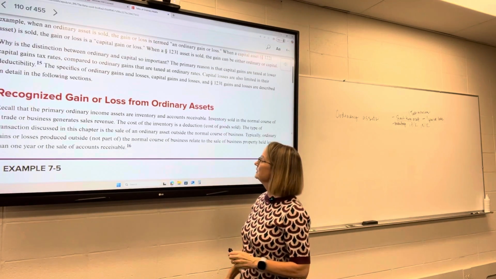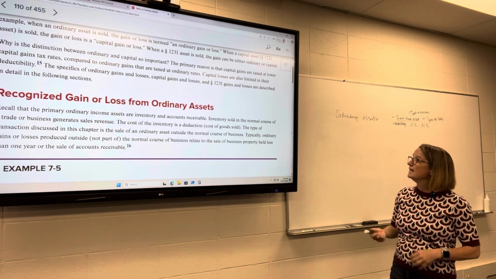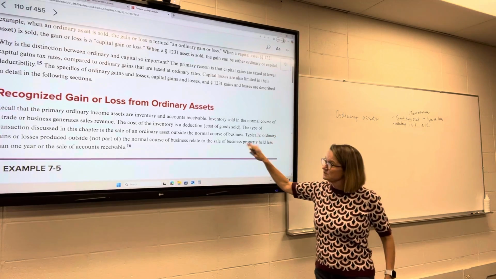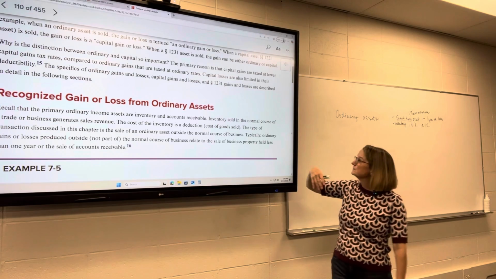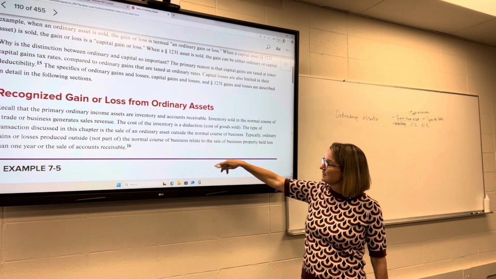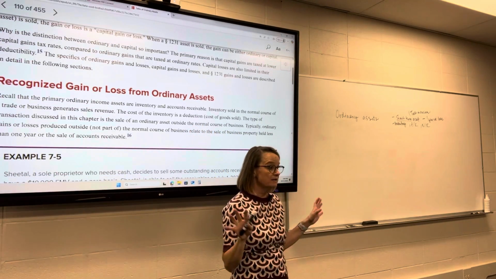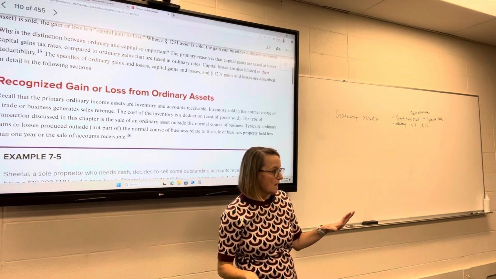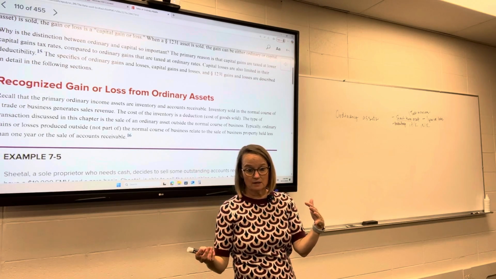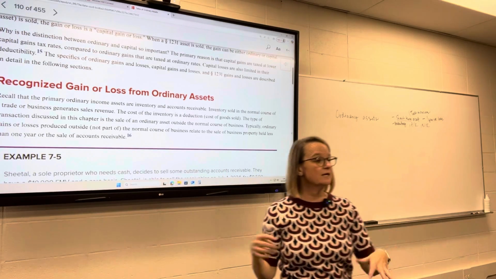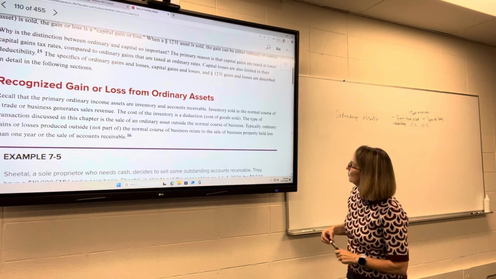All right. So recognize gain from ordinary assets. The primary ordinary income assets are inventory and accounts receivable. Inventory sold in the normal course of a trade or business generates sales revenue. The cost of that inventory is a deduction as a cost of goods sold, right? The type of transaction that we're talking about are the sales of ordinary assets outside of the normal course of business. We already talked about sales in the last chapter in the ordinary course of business, right? That's what we did on our Schedule C. Here we're talking about sales of ordinary assets that are outside of the course of normal business.